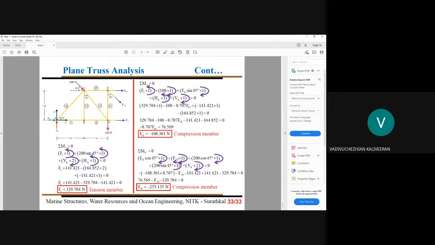See, when I consider moment equilibrium with respect to I, F3 into this vertical length, that is 1 meter, produces counterclockwise moment. This 100 Newton won't produce any moment, it is acting along this member. And this 200 cos 45, that vertical component, will produce moment with respect to I, in the counterclockwise direction. But the horizontal component won't produce any moment, since it is coinciding with I. But VA, which we already identified, VA into 2 meter, will produce clockwise moment. With respect to I, this horizontal component is also producing moment, which is counterclockwise moment.